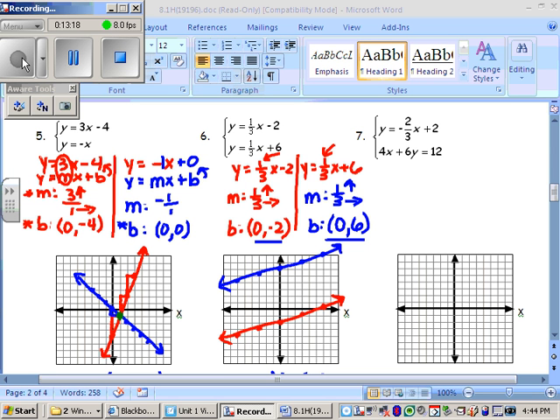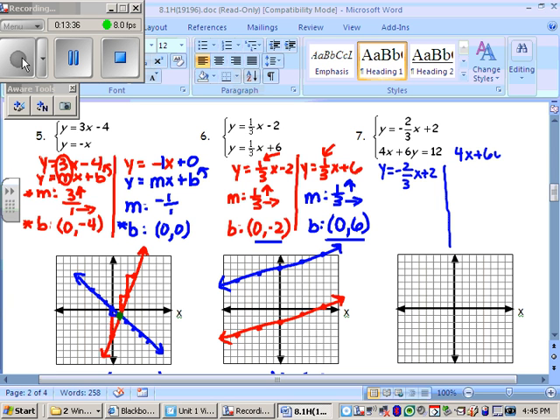In this last example, you will notice that the second equation is not solved for y. So before we can graph that, we will have to solve it for y. But let's first just write down our two equations. So we have y equals -2/3 x plus 2, and then we have 4x plus 6y equals 12. So in our first equation, our slope is -2/3, and the y-intercept is at 2.